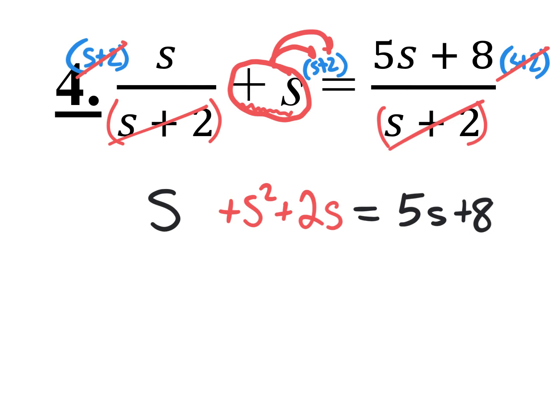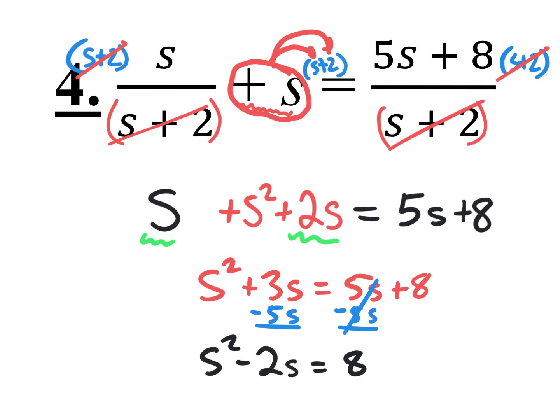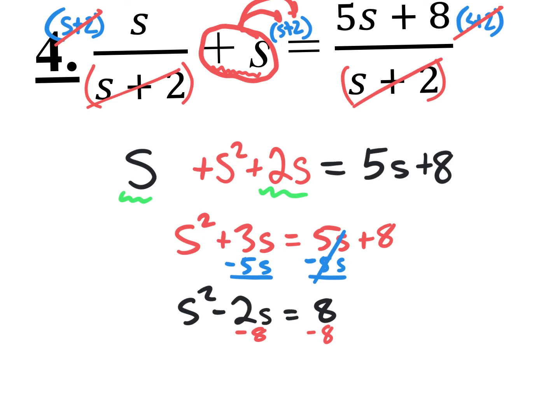We're going to combine like terms if we have anything to combine. We have an s and a 2s. That's going to be a 3s. So what we have is s squared plus 3s equals 5s plus 8. And I want to move everything to the right side. So subtract 5s, cancels. Subtract 5s, that will be s squared minus 2s equaling 8. And finally move over that 8 by subtracting 8, so we will have s squared minus 2s minus 8 equals 0.